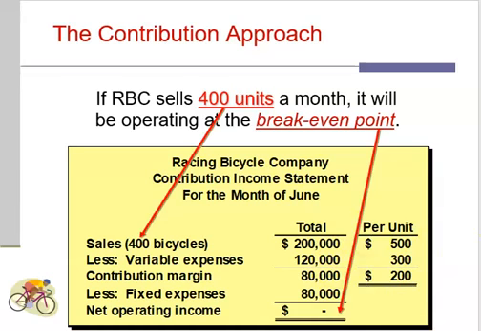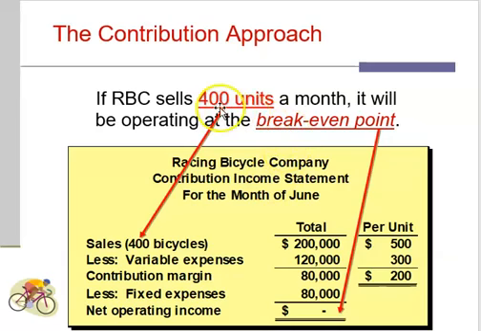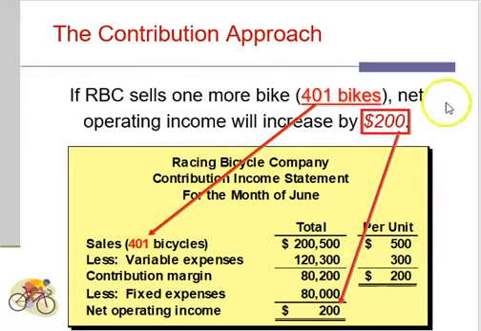So here is a great model. Now, the interesting thing about this is, what's your break-even point? 400 units. How much money do you make if you sell 401 bicycles? Right here, 401, $200. It's that contribution margin. So for every extra bicycle you sell, you are making $200, the contribution margin.